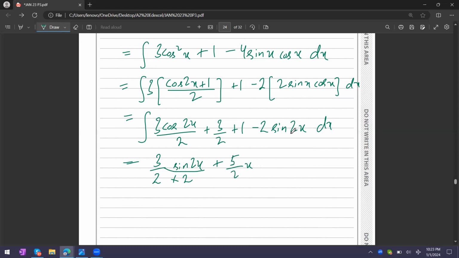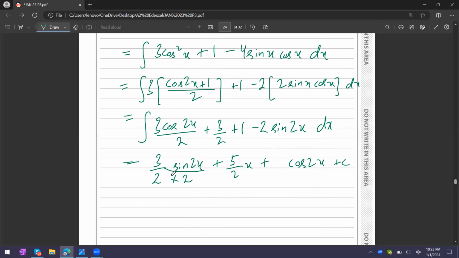Okay. And this is, I'm sure you know, sine 2x's integration is minus cosine 2x. That minus will multiply with this minus to make it plus 2 cosine 2x. But you need to divide by the derivative of the angle, which is 2. So this 2 will cancel with 2. We can erase this and write directly the final answer. Plus c.